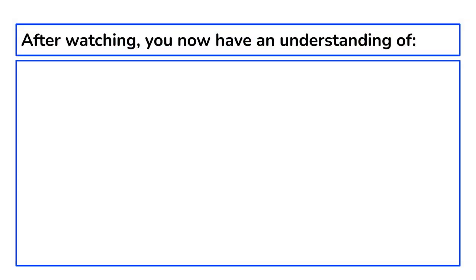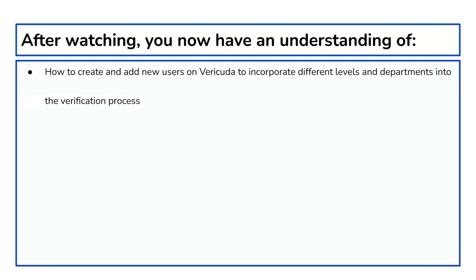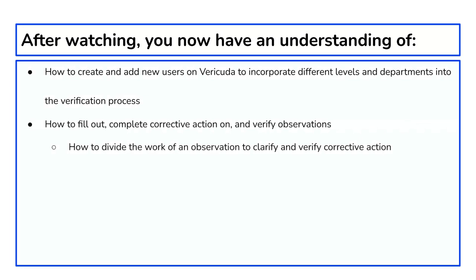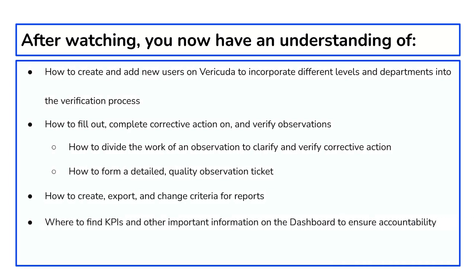Now that we've concluded the ways in which Vericuda surpasses standard inspections, let's do a quick recap of what you've learned. You've learned how to create and add new users on Vericuda to incorporate different levels and departments in the verification process, how to fill out, complete corrective action on, and verify observations, including how to divide the work of an observation to clarify and verify corrective action, as well as how to form a detailed quality observation ticket. You've also learned how to create, export, and change criteria for reports, as well as where to find KPIs and other important information on the dashboard to ensure accountability.